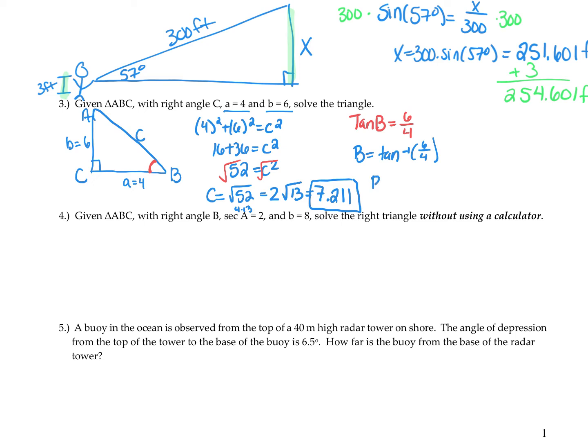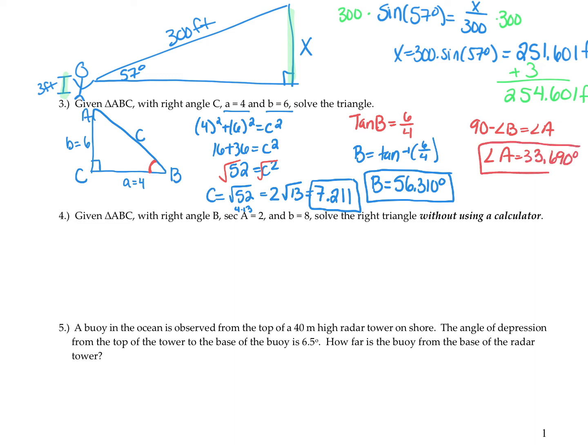So when I type that in my calculator, I would get that angle B is about 56.310 degrees. Now that I know angle B and I know that this is a right triangle, I know that angles A and B would add to 90, or angles A, B, and C would add to 180. So I can just do 90 minus angle B, and that'll give me angle A. And so then angle A would be 33.690 degrees.